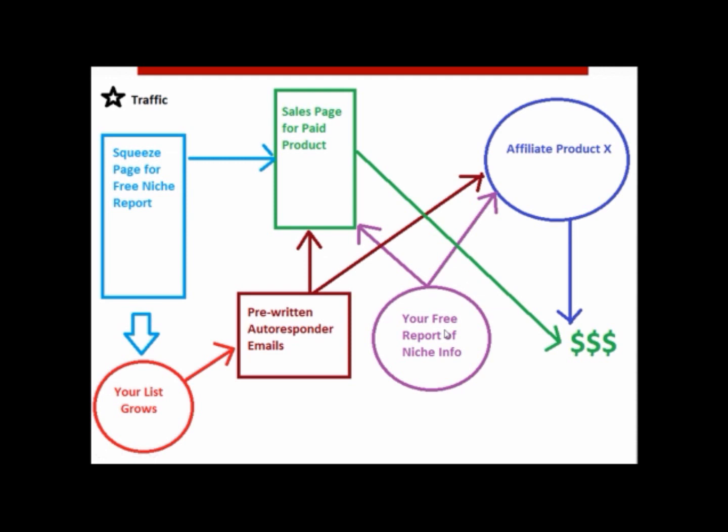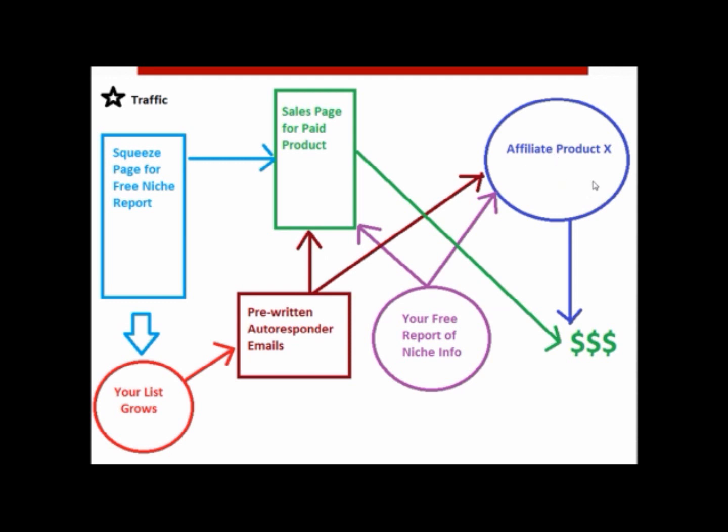In that free niche report, you can include links to the sales page for the paid product. You can just say, here, check this quick link out in the middle of the report, and as they click on that link in the ebook, they're taken to the sales page for the paid product. Or alternatively, you can also say, here, check out this product that will save you even more money, which is basically an affiliate product, such as ones you'd find on ClickBank.